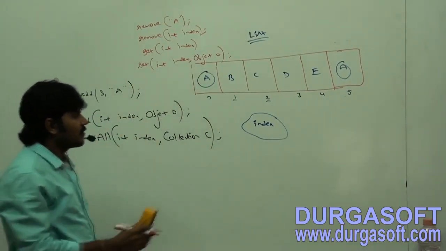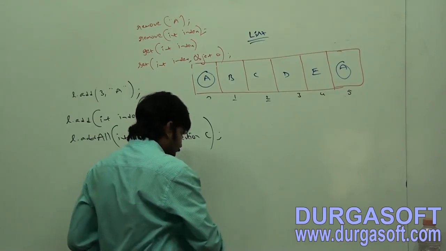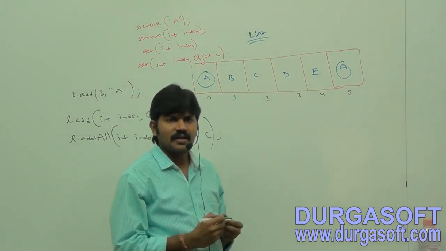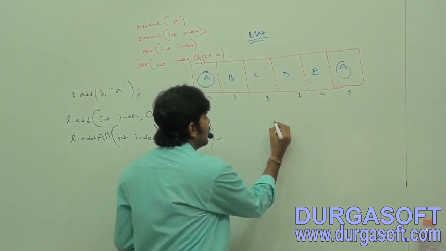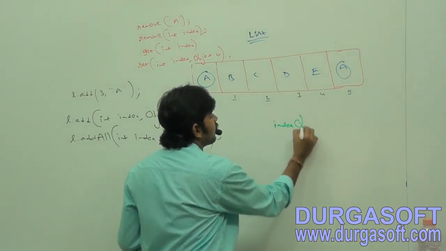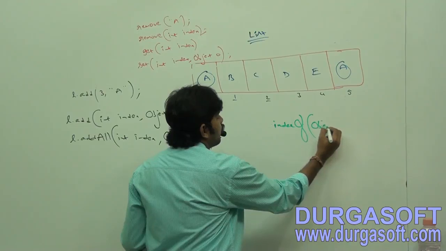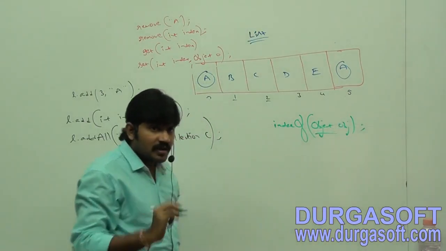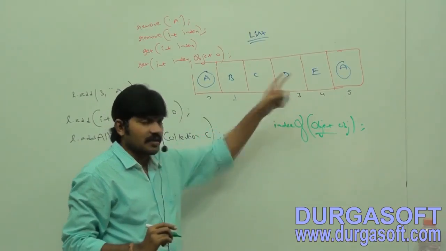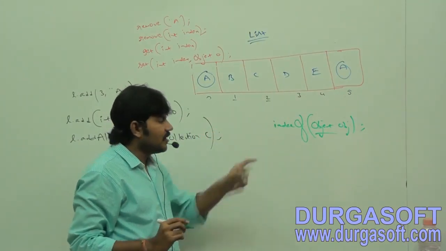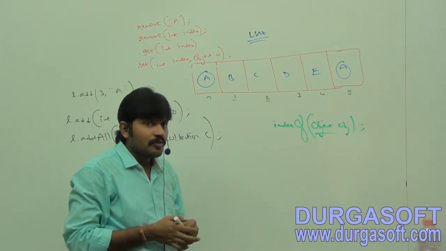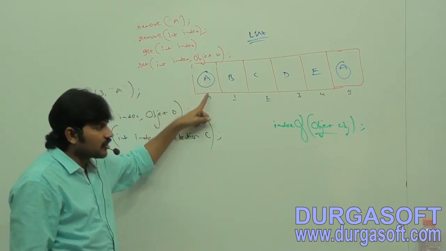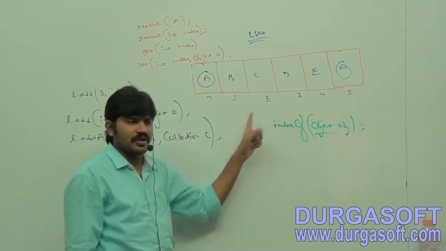Next, sir, I have A there. What is the index of A? What is the method? indexOf(Object obj). Sir, what is the index of this obj? But here the problem is that two A's are there. The indexOf method returns the first occurrence index. Sir, where is A available first? At the 0th location. That's why this method returns 0.